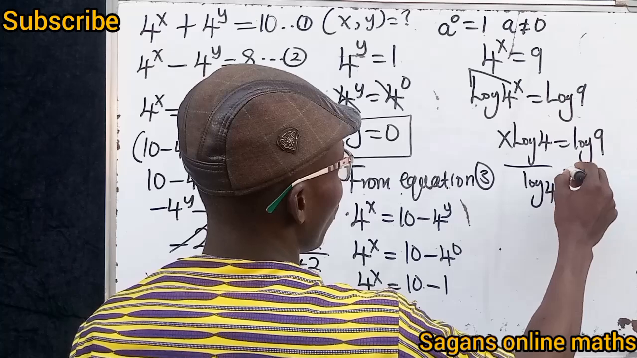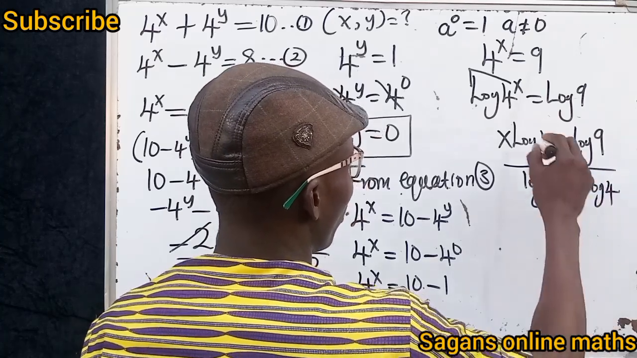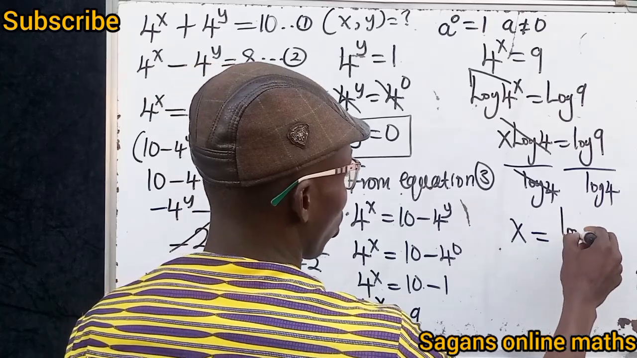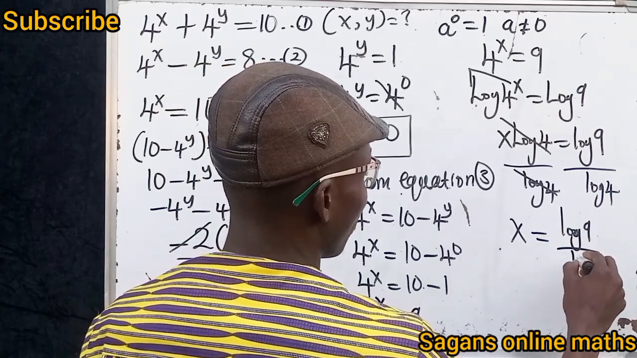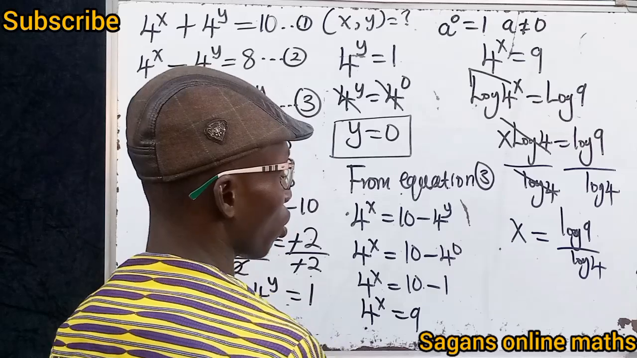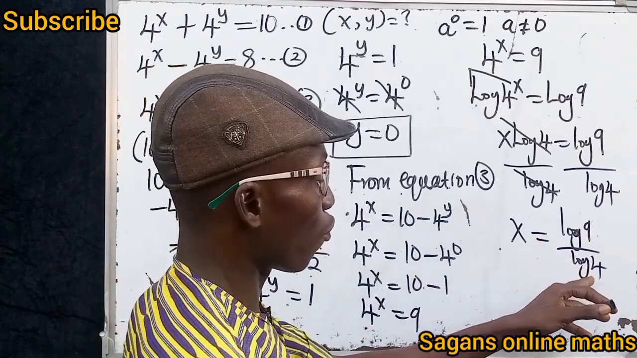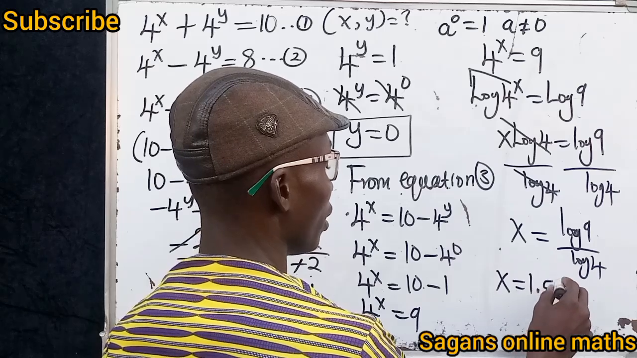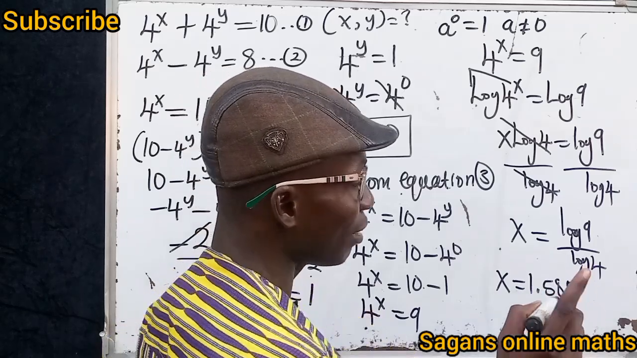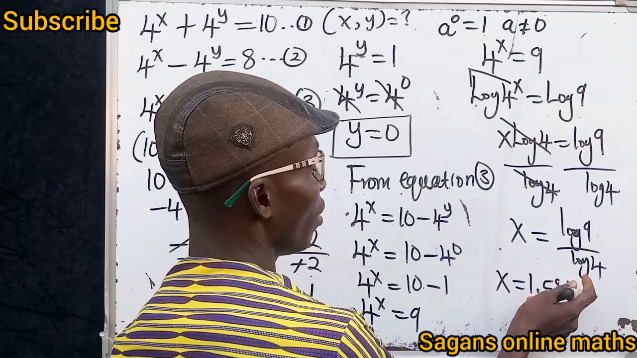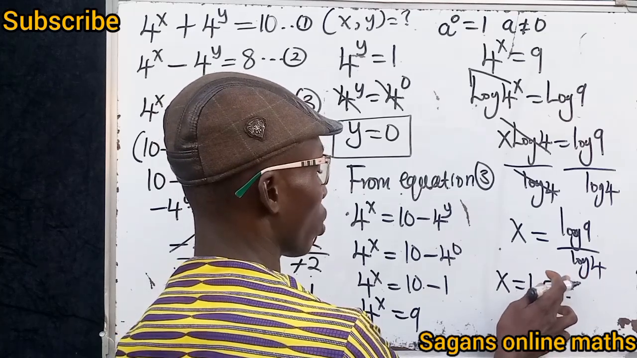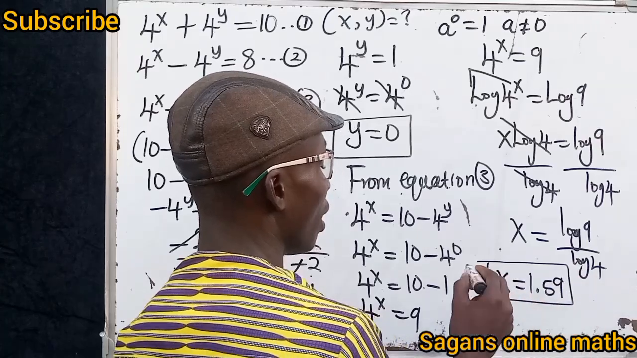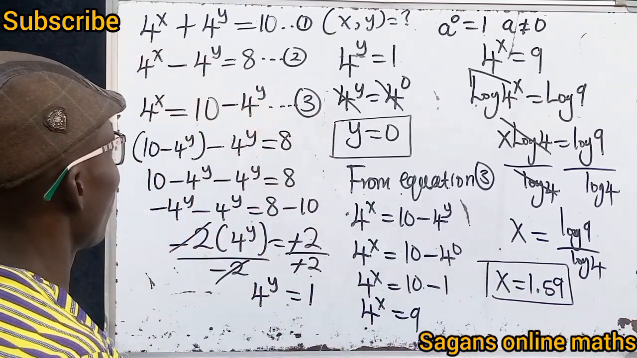Divide here by log 4, divide here by log 4. Now log 4 cancels log 4. Our s equals log 9 divided by log 4. Now this is the value of s, but if we take the log of 9 divided by log 4, you have a decimal number, right? That means s equals 1.585, but let me leave it at 2 decimal places. If I approximate, the 8 rounds up to 9, so s equals 1.59, and this is the solution to this particular problem.